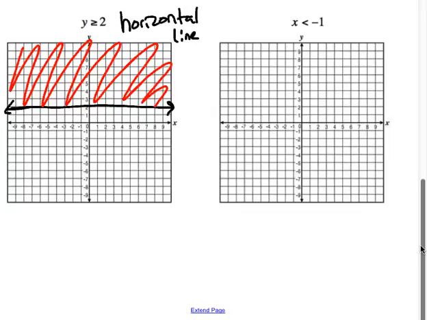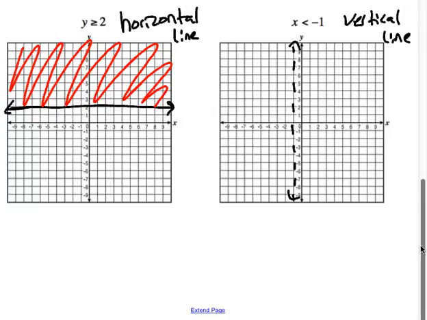Also remember that x is going to create a vertical line. That's the other special case to make sure that you keep straight. So that is a vertical line, and this one is dashed because it's strictly less than. Now I have to think less than. Well, you can't shade above that line. That doesn't make any sense.